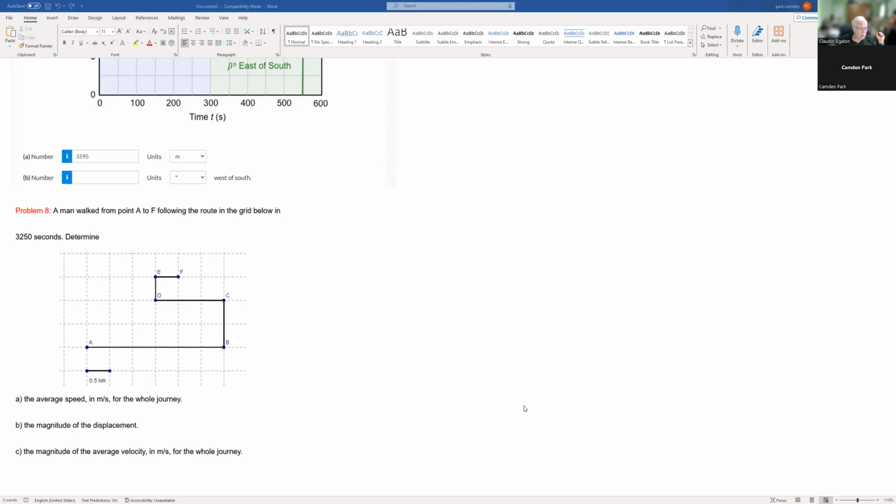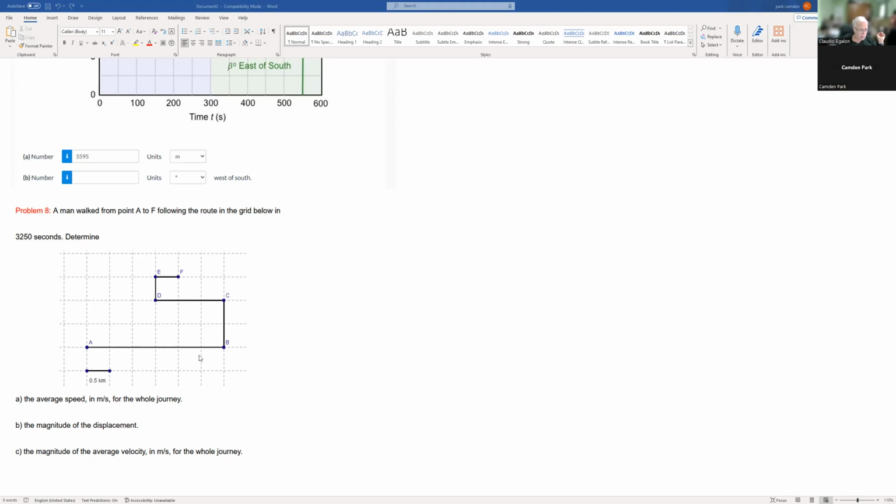The distance between A and F is going to be the magnitude of the displacement. For A and F, you can come up with a right angle triangle, right? The vertical side is going to be 1.5 kilometers in the vertical direction. In the horizontal direction it is going to be 2 kilometers, because you have a scale here.